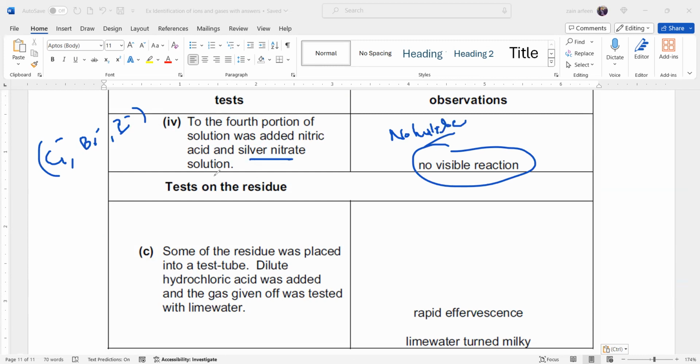Because this is a test for the halides. If it was chloride, it will give a white precipitate, bromide, a cream precipitate, and iodide, a yellow precipitate. But because now there is no visible observation, it means the ions are not present here. So no halide is present or halide is absent, you can say.